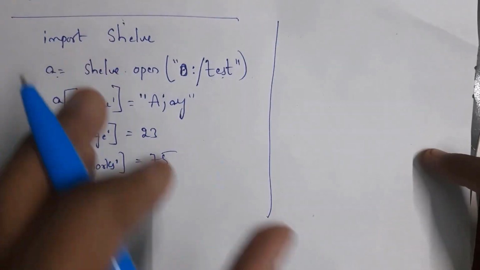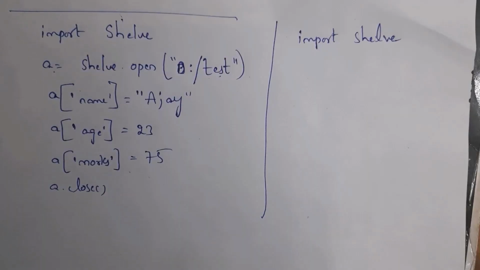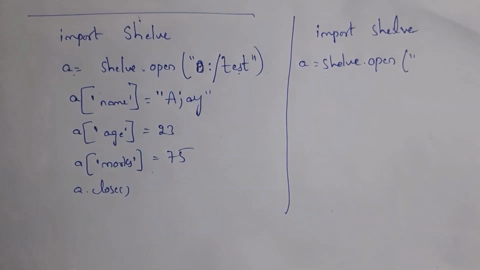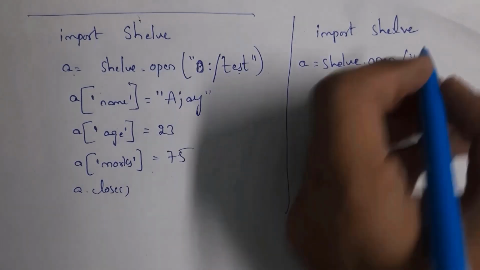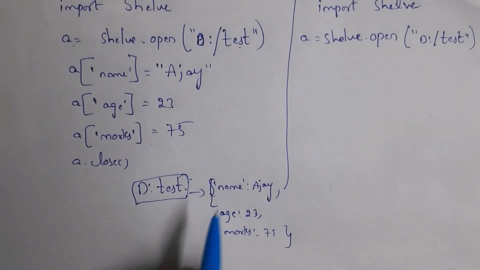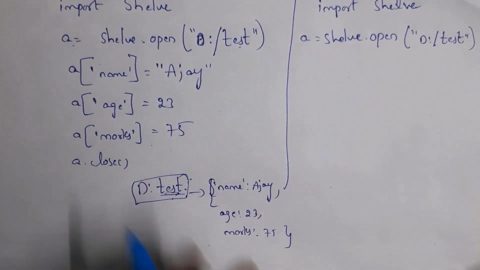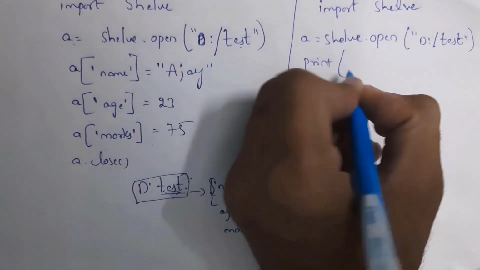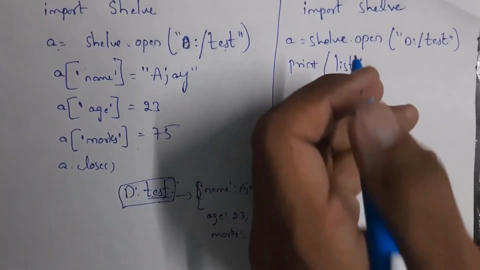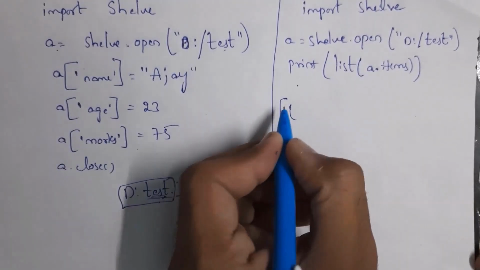We created a database. Next I will explain how to see data on my output screen. So just write import shelve. Next open the database: a equal to shelve.open, and my database name is test, which is present in local disk D. So write d:/test. Whenever you run this code it will open the database. My database contains name Ajay, age 23 and marks 75. I want to print this data which is present in the database, so just write print. Inside print write list, because I want to print the output in the form of a list. So write list of a.items. Whenever you run this line of code you will get the output in the form of a list.